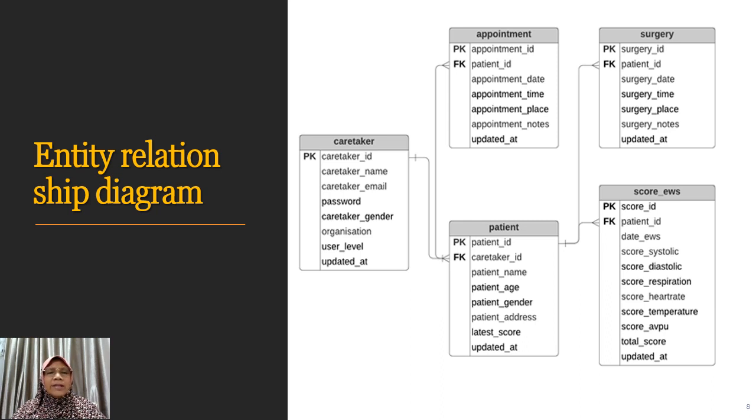Next, we look at the entity relationship diagram, and this diagram shows the relationship between the parameters or the program in the system itself, where the caretaker can have access to the caretaker ID, caretaker name, caretaker email, password, caretaker gender, and so on. And the appointment, the patient detail, surgery detail, and the score of the user itself.